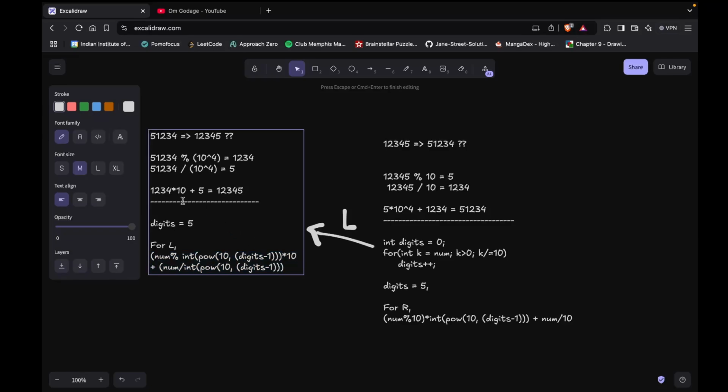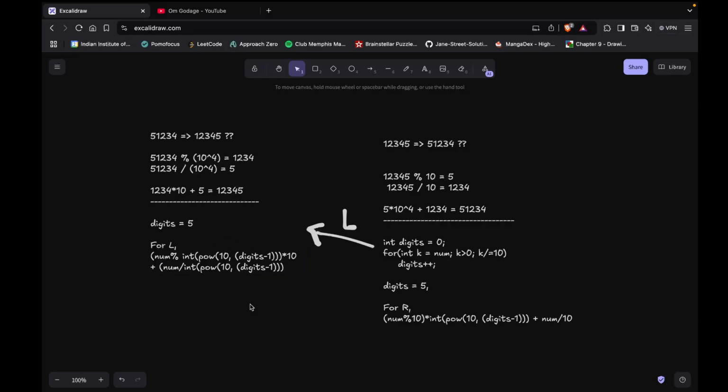The first part is just what I've done over here. So you have num, you take the remainder of it with 10 raised to 4. This int had to be done because if you don't do this, it will return a double value and you cannot do the remainder operation with double values. So you can typecast it to an int first and then use this value, and then you multiply with 10, and then to get the first number, you just divide num with 10 raised to 4 as we did over here. So this gives you the L operation, and for x you just need to break out.